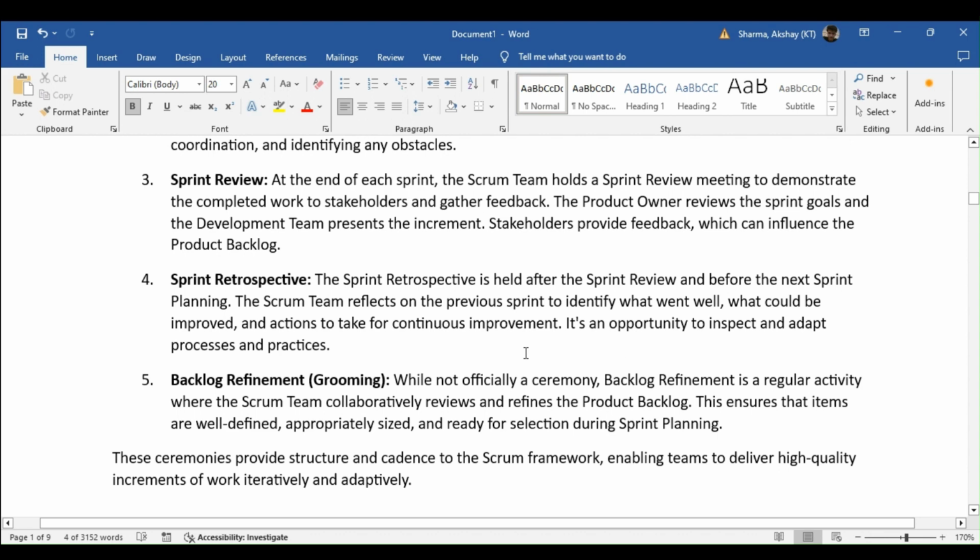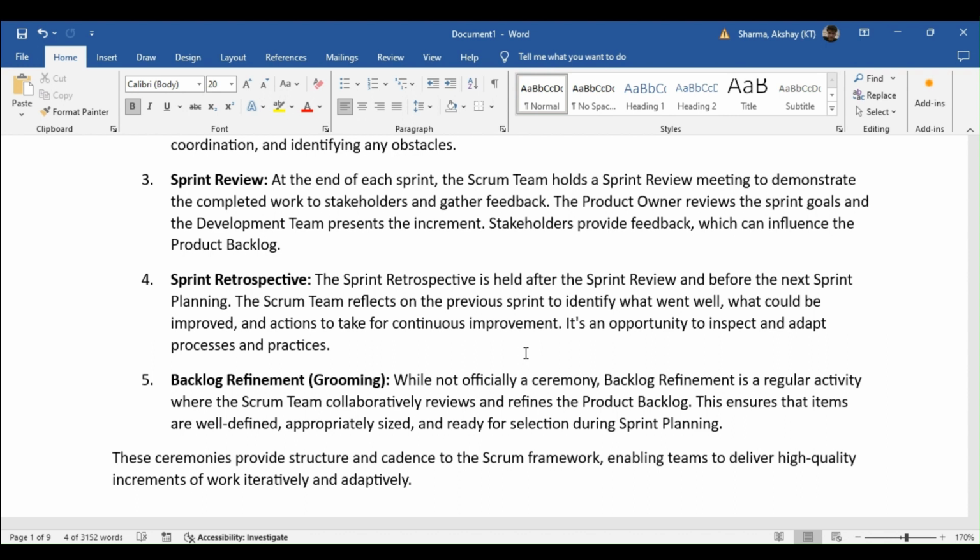The third one is the sprint review. At the end of each sprint, the Scrum team holds a sprint review meeting to demonstrate the completed work to the stakeholders and gather feedback. The product owner reviews the sprint goals, and the development team presents the increment. Stakeholders provide feedback which can influence the product backlog. So this is what we call a sprint review, one of the key ceremonies of the Scrum.